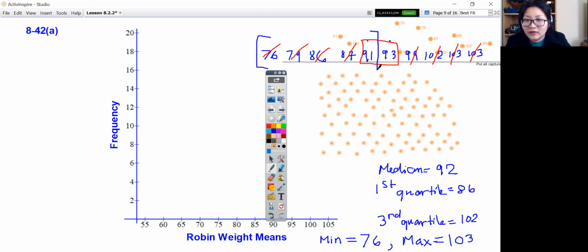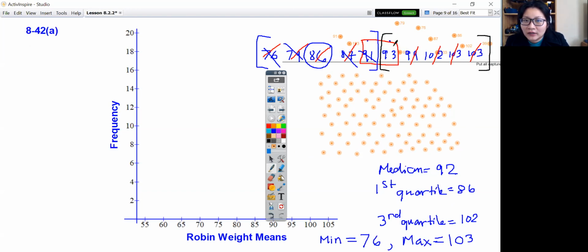Lower half data, okay? So I cross out 76, 91, 79, 87. My middle number is 86. So my first quartile is 86. The next one is looking at my upper half data. I have 93 all the way up to 103.